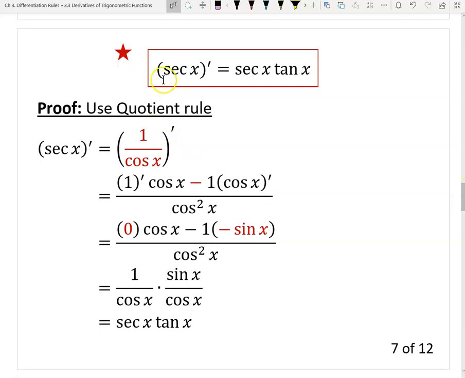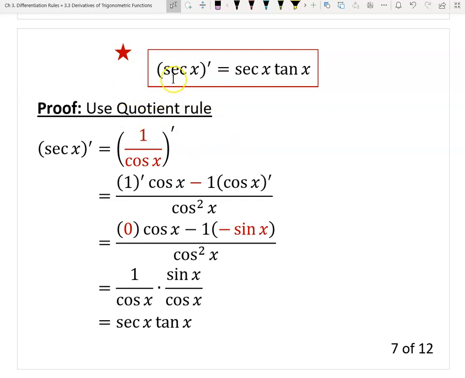This is a secant. How do you find the derivative of the secant function? Can you see the result? It is secant times tangent. It looks much more complicated than before, right? But the way is still simple, so don't worry. All we need to do is just use a quotient.